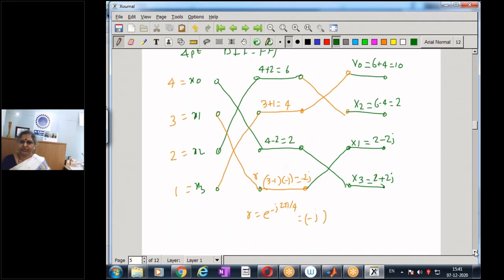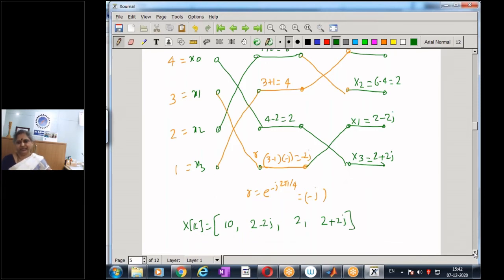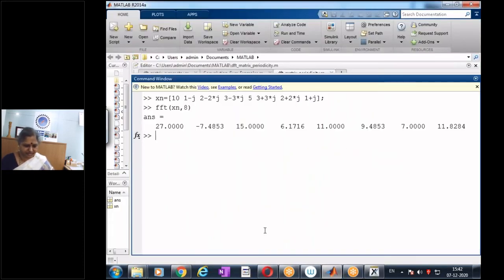Now I need to put the output. So let's write the output. Now my X of k, I need to write them in order. So X0 is 10, then X1 is 2 minus 2j, then X2 is 2, and X3 is 2 plus 2j. So this is what we have. This is how we get the result, and let's verify it. We have done this problem a number of times, but still let's verify the result.